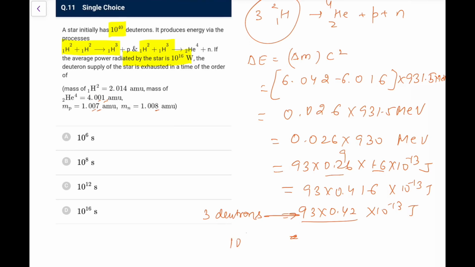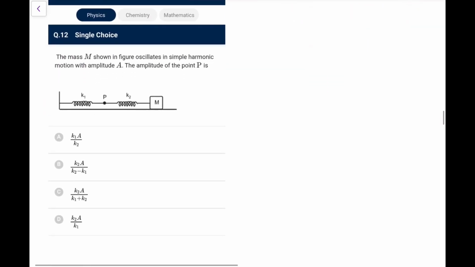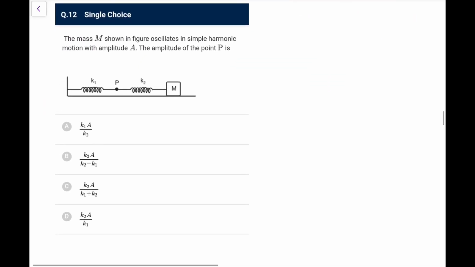So 3 deuterons produce this much energy, so 10 to the power 40 deuterons will give 93 by 3 into 0.42 into 10 to the power minus 13 into 10 to the power 40. This is 3, so this would be 0.14. So 93 into 0.14: 14 3s are 42, 14 9s are 126, and 4, 130. So it is 130.2, or you can write it as 13.02 into 10 to the power 27 joules, and this is 10 to the power 16 watts. So you can easily make out it will last till 10 to the power 12 seconds. That is the approximation you can do. Again, it has calculation.